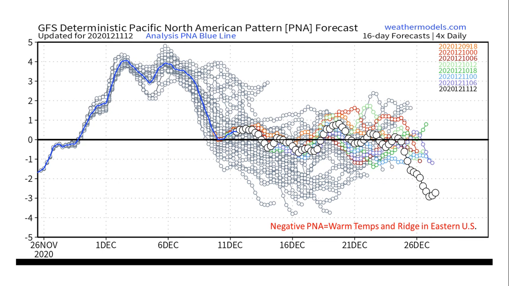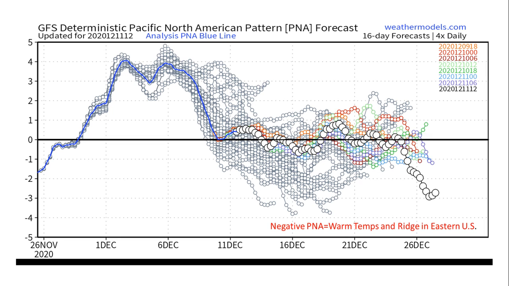Looking at the GFS deterministic PNA forecast, again, the blue line indicates where we've been, showing how positive the PNA had bumped up to. And now that white line there is just kind of maintaining neutral conditions, ups and downs around the zero line between today, the 11th of December, all the way out through around Christmas Day, and then it drops off negative after the Christmas period into late December.